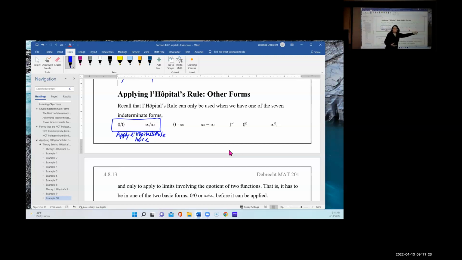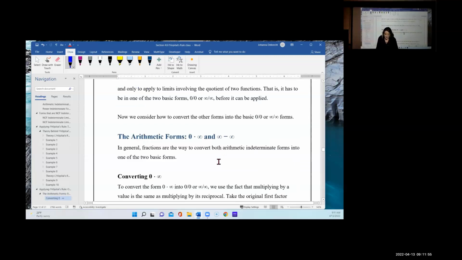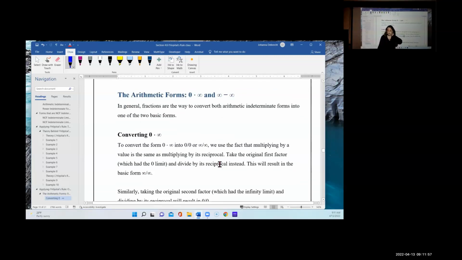And then the power forms, which are more difficult because the power forms have to be converted twice. First, they're converted into something of the form 0 times infinity, and then they're converted into the form 0 over 0 or infinity over infinity. So now we want to go ahead and take a look at the arithmetic forms. The arithmetic forms are the first 4: 0 over 0, infinity over infinity, 0 times infinity, and infinity minus infinity. So we're basically looking at the 2 arithmetic forms we haven't dealt with yet, 0 times infinity and infinity minus infinity.